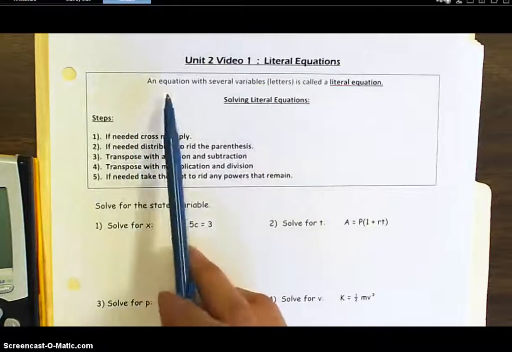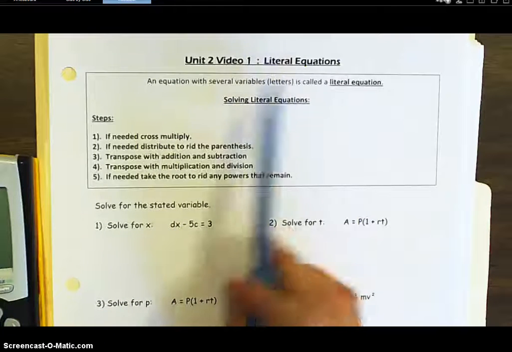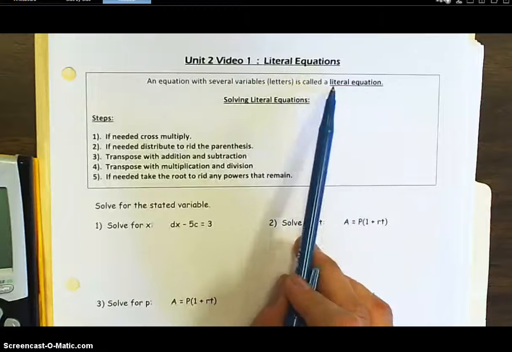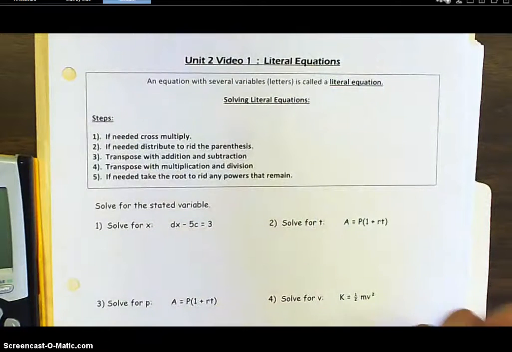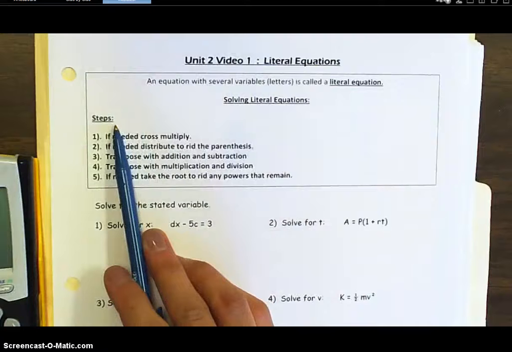Okay, so the exact title for today is literal equations. An equation with several variables or letters is called a literal equation. Sometimes we like to think of it as a formula. We see a lot of formulas. So here's what we're going to do. For solving literal equations, we're going to follow the steps.